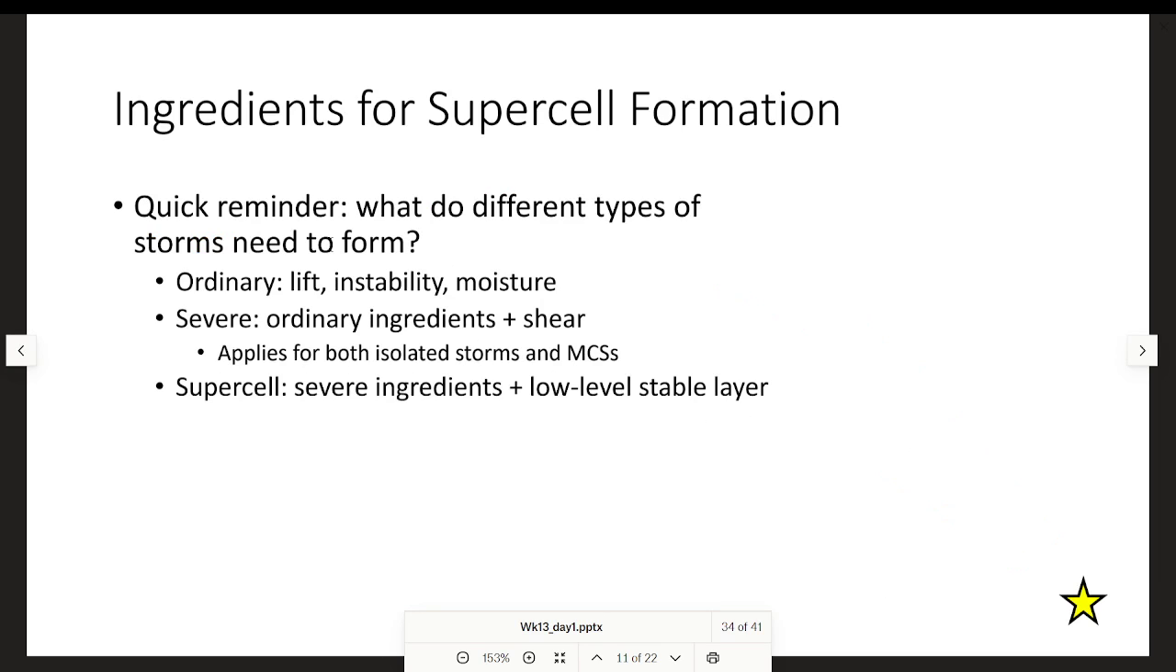Quick reminder, what do different types of storms need to form? For an ordinary storm, you only need lift, instability, and moisture. For a severe storm, you need these three ordinary ingredients, plus shear. This includes isolated storms and mesoscale convective systems. And then for the supercell, you need all of these ingredients, and you need a low-level stable layer. Well, do you need it? You want it. You definitely want it. It creates a much better environment for supercells to form. Can you get it without the cap? Probably, but it's not going to be as powerful.